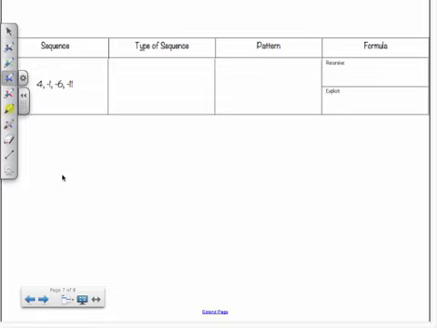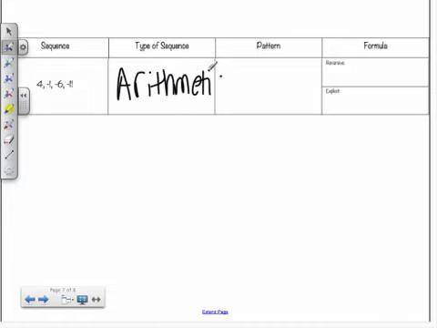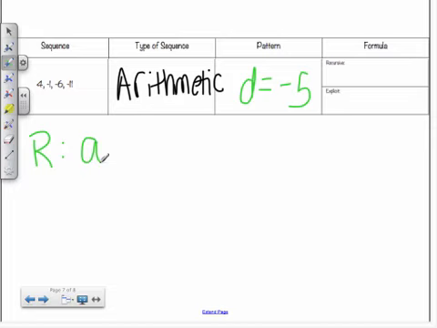Okay, you should get that it is an arithmetic sequence because it is decreasing by a common difference, not a common ratio. So the common difference is that it's decreasing by 5, which means that your d value here would be equal to -5.